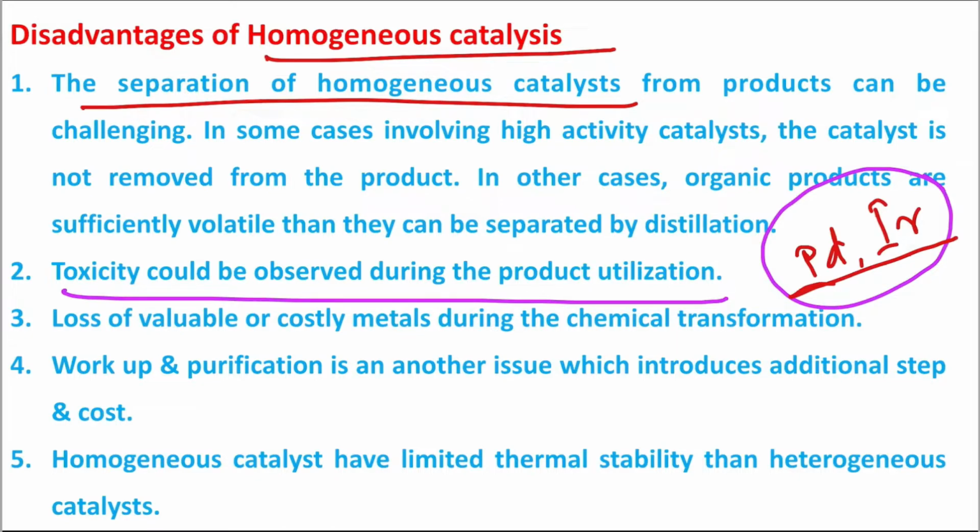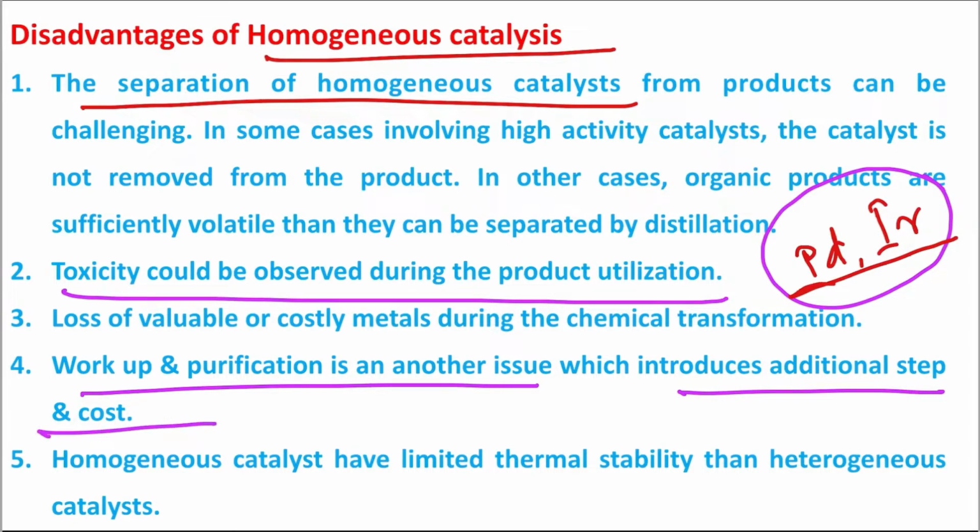And for that purpose, if you want to separate, we need to do tedious workup and purification steps, and these will create additional steps, and additional steps create cost. So chemical transformation cost increases. Although reactivity and selectivity are more, the cost is also more in case of homogeneous catalysis. And not only that, thermal stability is also sometimes significantly less.